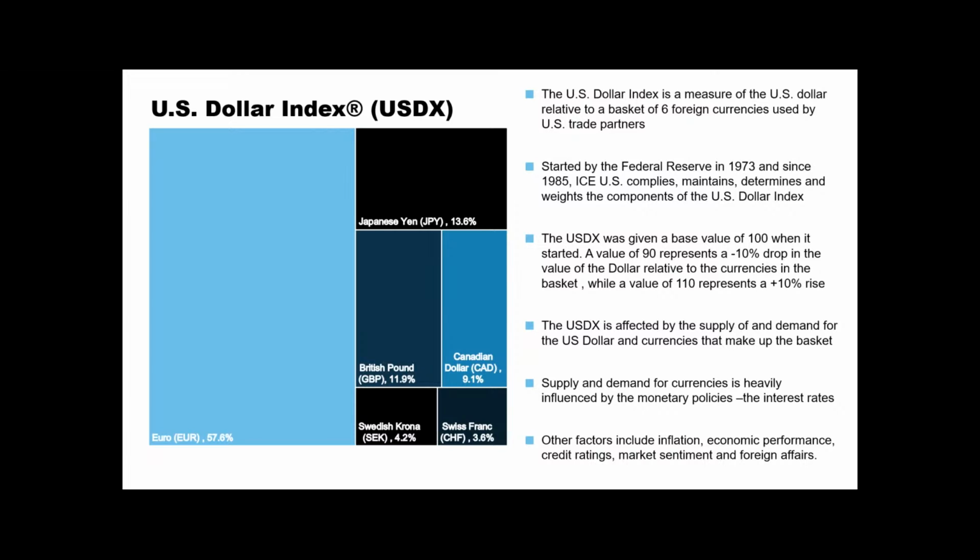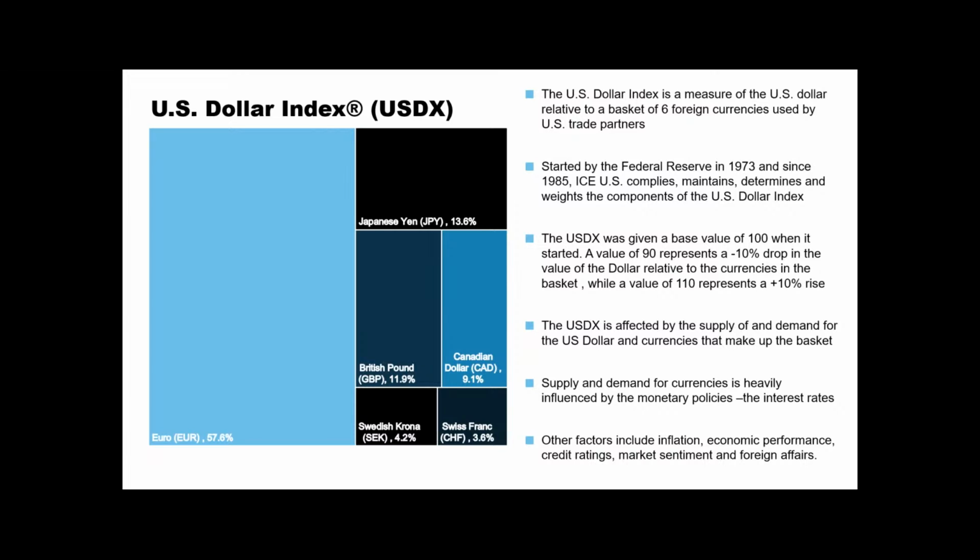That's 6 currencies. So if it goes up by 10, let's say the index is 110, which has been happening lately, the index has broken 100. That means a 10% rise in the dollar value relative to this basket of currencies.